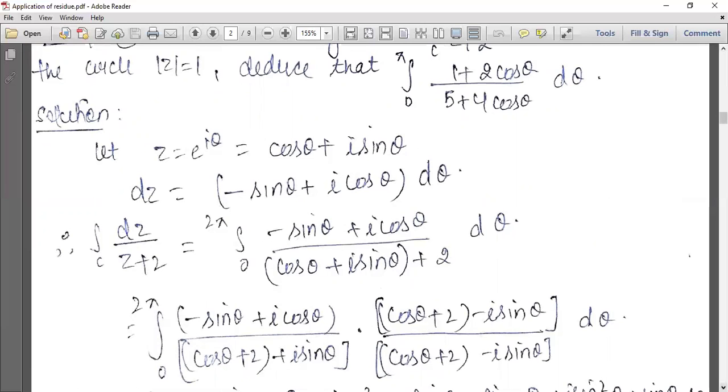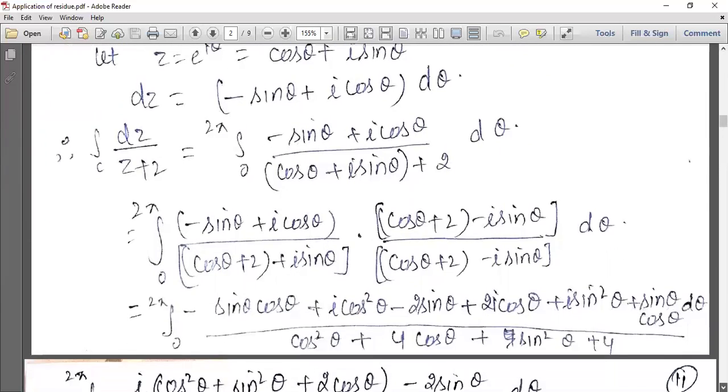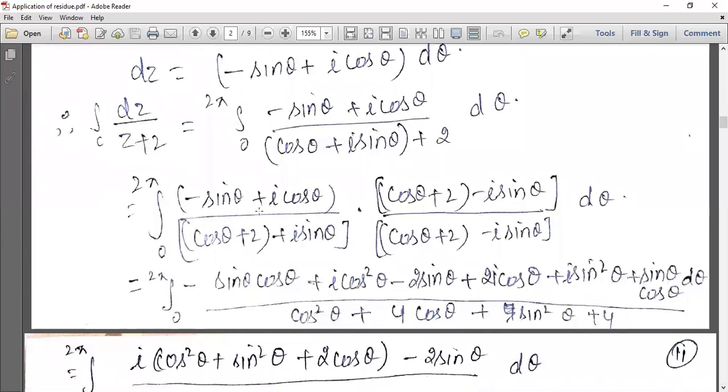Now I will rationalize my denominator. First I will separate the real and imaginary parts. So the numerator is minus sin theta + i cos theta as it is, and my denominator will become cos theta + 2 + i sin theta. Now I will rationalize this, so I will multiply and divide by cos theta + 2 minus i sin theta. This will be (a + b)(a - b), which gives a squared minus b squared. But i squared is minus 1.